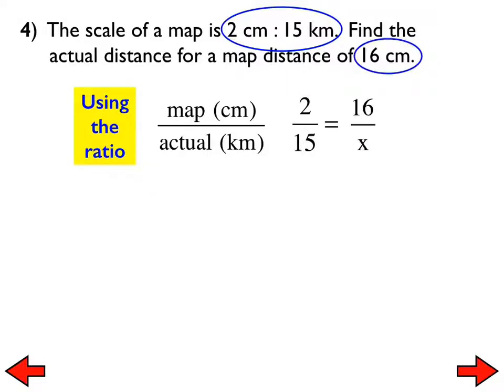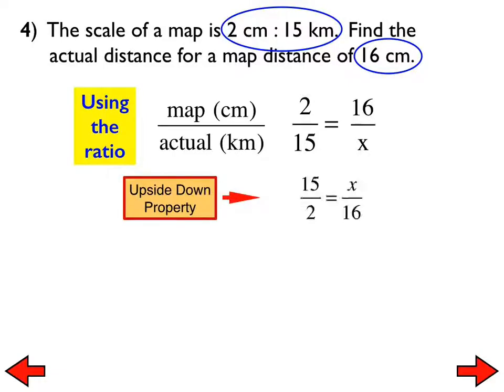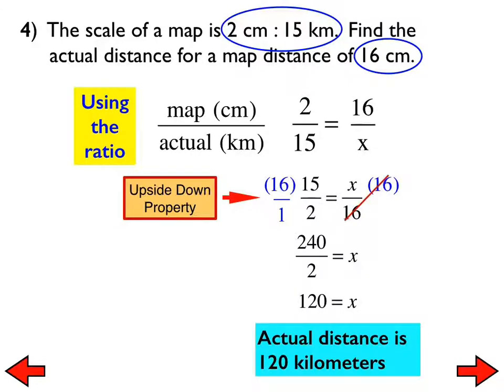So there's a proportion I could use to solve. If I'm going to set it up like that, I have to use the upside down property, then multiply both sides by 16. That's the multiplication property of equality. And I should get 120, and it should be 120 kilometers. Any questions about the actual distance for this one?